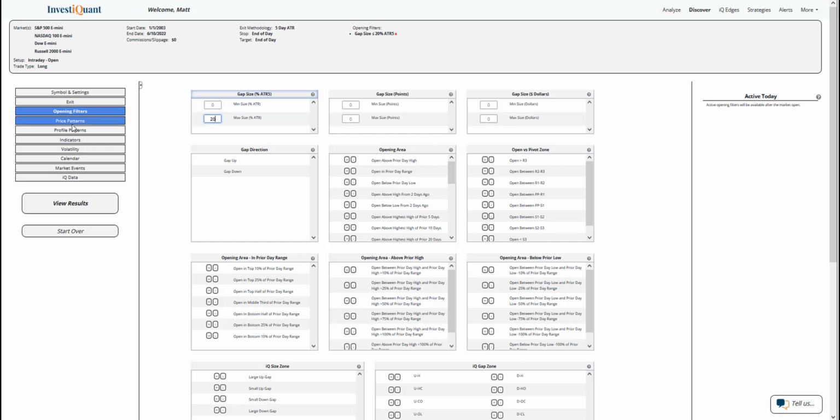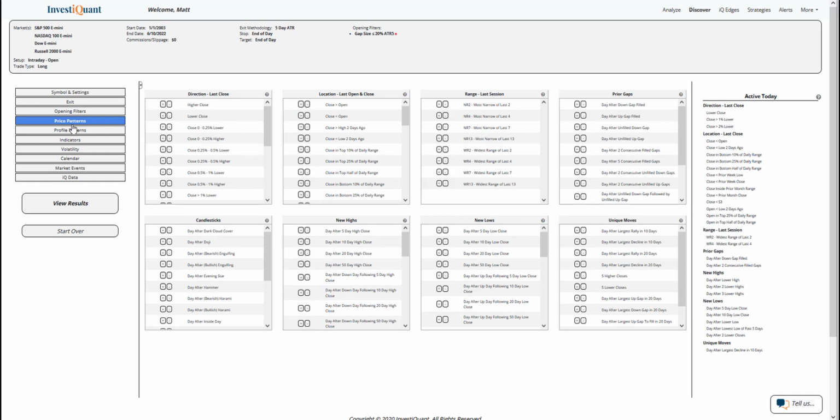The next thing I'm going to do is go to the price patterns library. I'm going to say yesterday was the largest decline in the past 10 trading sessions. That is available in the Active Today section, the very bottom option down here under the unique moves: Day after largest decline in 10 days. I just clicked on that. Here's where it comes from, and you can see it's been added to the test up above.